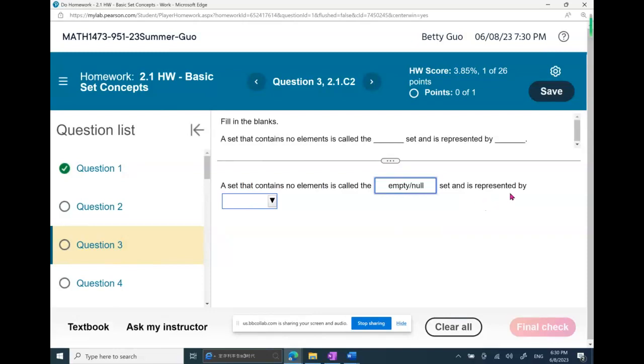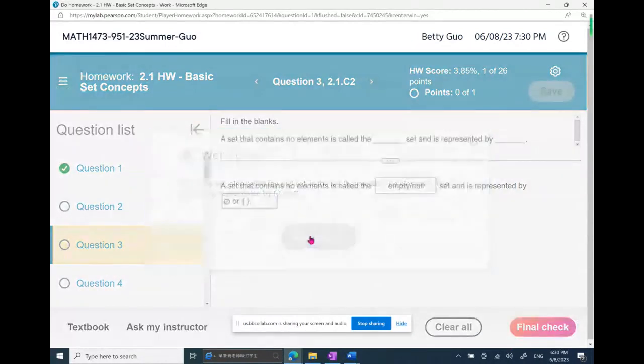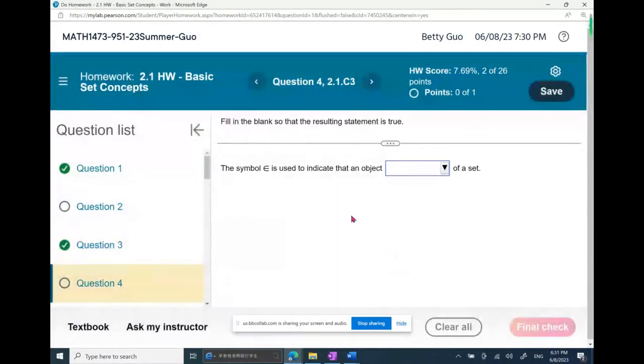Okay. And it's represented by this, right? Yeah. In the video, I explained there are only 2 notations to represent the empty set. Either this one or this one. And this is not, okay? This is not empty. This set has 1 element. The only 1 element is 0. Okay. Those are pretty straightforward, basic.